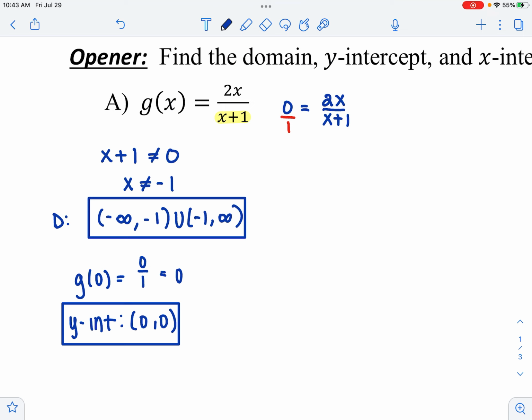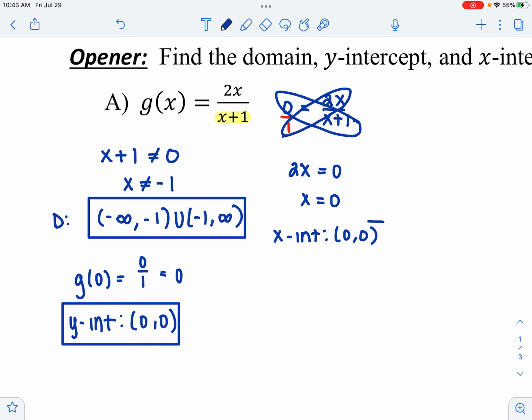Now I have two expressions that are both fractions set equal to each other. This is called a proportion. So to solve a proportion, you cross multiply. So that's what I'm going to do. I'm going to multiply these two. 1 times 2x is 2x equals, multiply these two, 0 times x plus 1 is 0, and divide both sides by 2, and I get x equals 0. So I have an x-intercept of (0, 0).